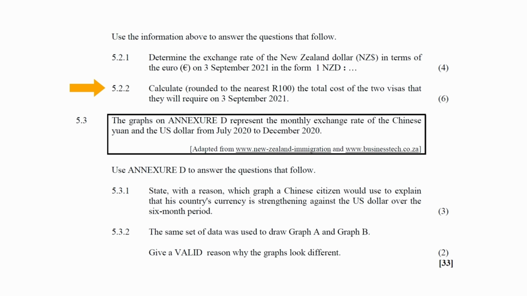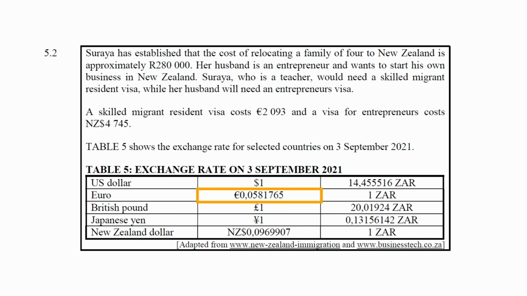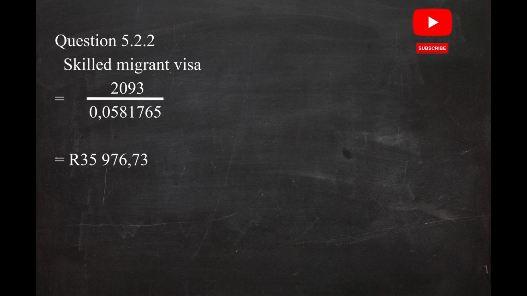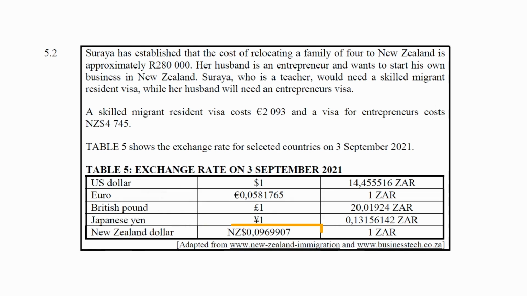In question 5.2, you have to calculate to the nearest 100 Rand the total cost of the two visas that they will require on the 3rd of September 2021. From the table, 1 South African Rand equals 0.0581765 euros. So the skilled migrant visa will cost 2,093 euros divided by 0.0581765. This will give you a cost of 35,976 Rand 73 cents.